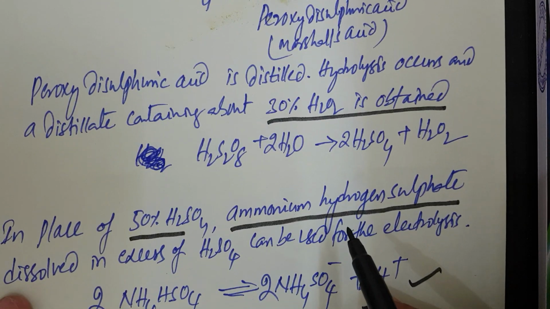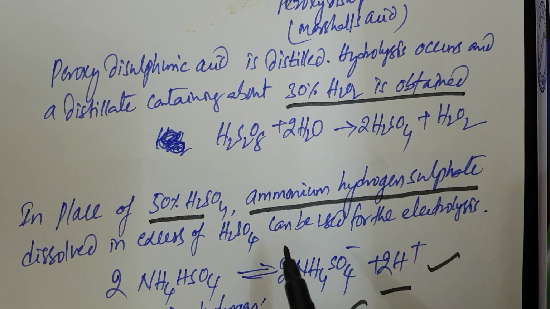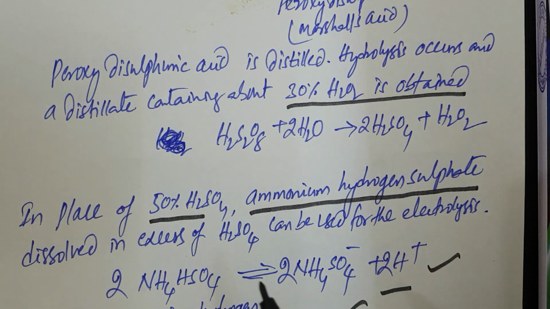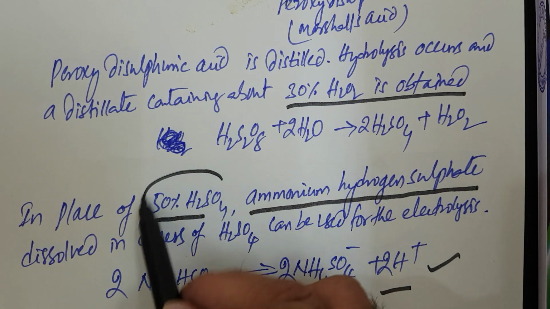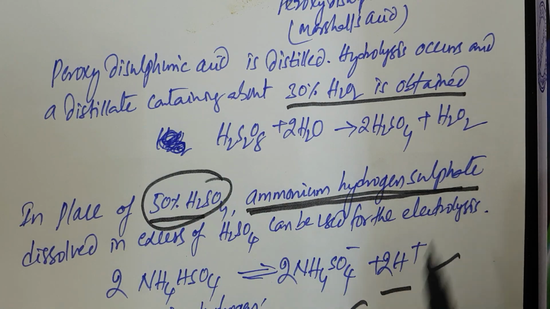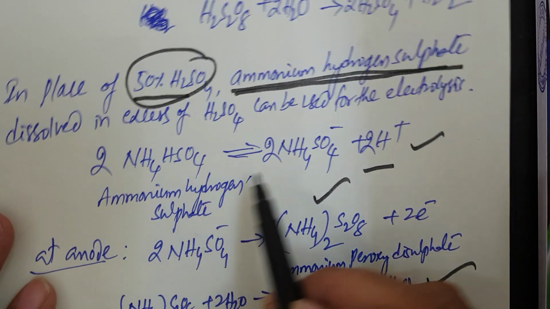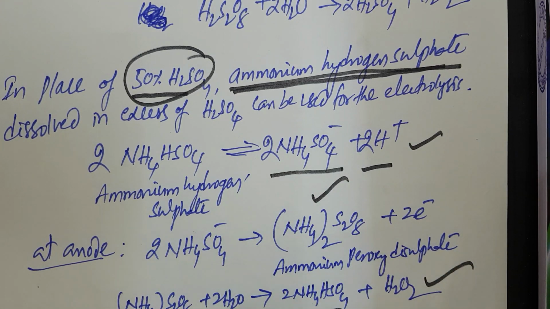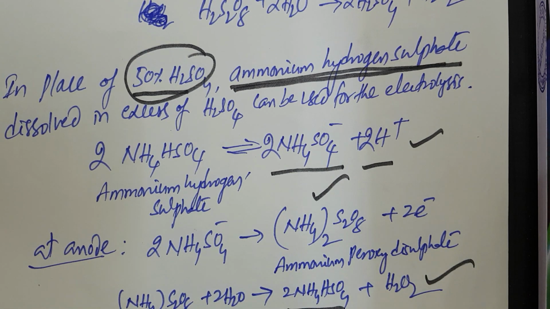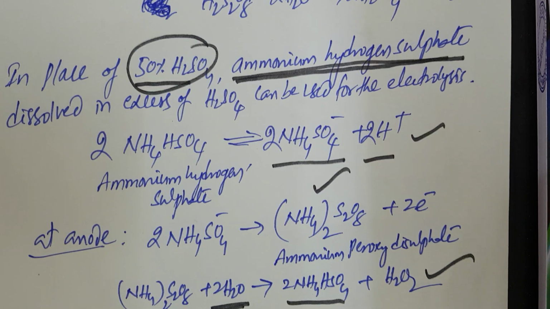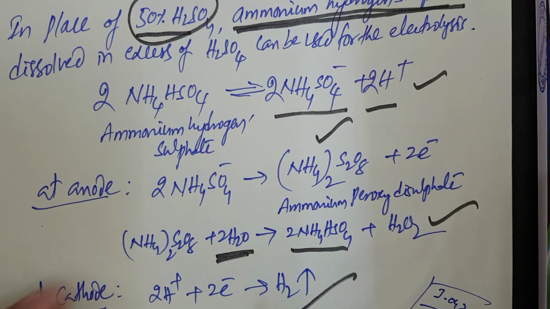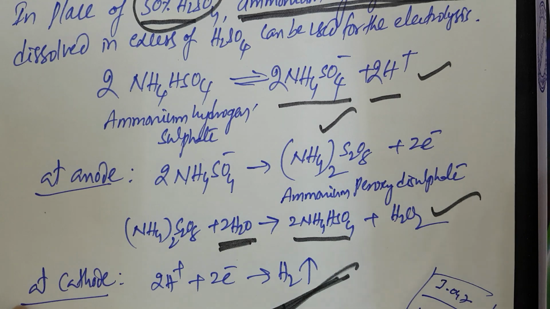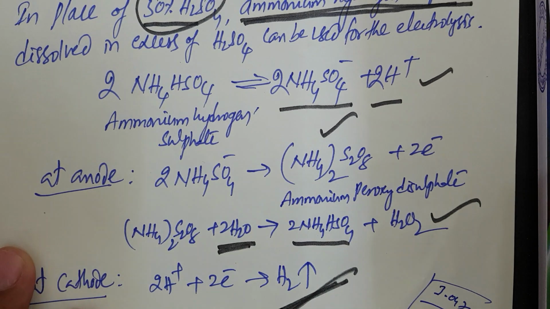30% H2O2 is called perhydrol. In place of sulfuric acid, you can use ammonium hydrogen sulfate also. Its ionization and electrolysis give ammonium peroxy disulfate at the anode, and again it reacts with water forming what? Hydrogen peroxide. In this process, the gas released at the cathode is what? Hydrogen. Okay, take care, bye.